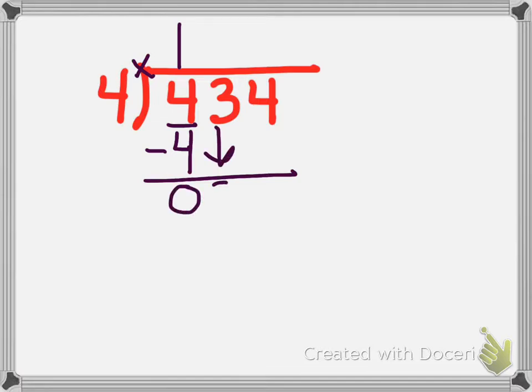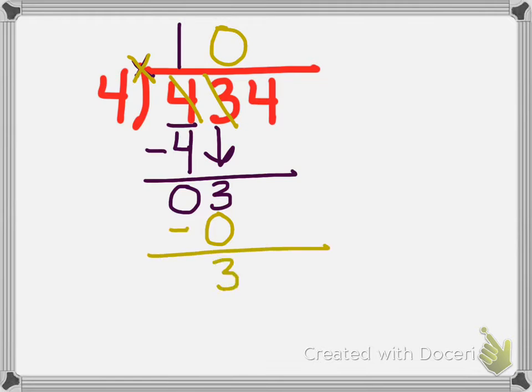Bring down the 3. Okay, I'm going to switch colors. Now I am done with the 4, and I brought down the 3. This is my new quotient. 3 divided by 4. Well, I know I can't do any 4s in 3, so I'm going to say there are 0 4s. 0 times 4 is 0. Subtract. 3 minus 0 is 3. All right. Do I have any more to bring down? I sure do. This 4 is going to come all the way down.